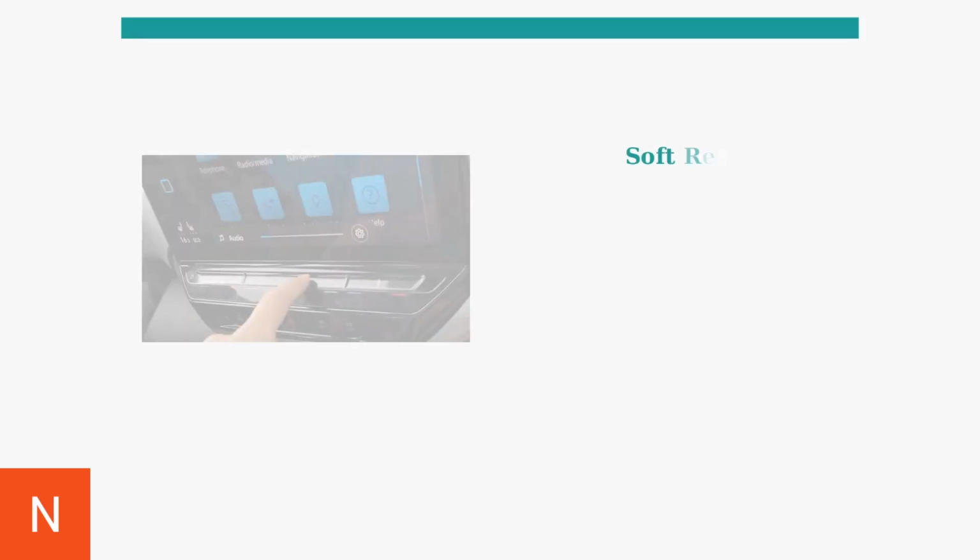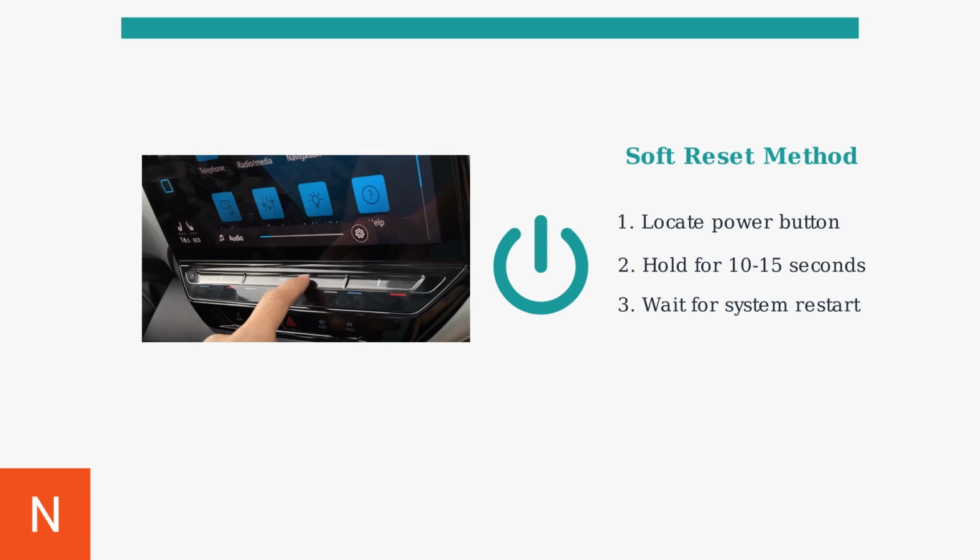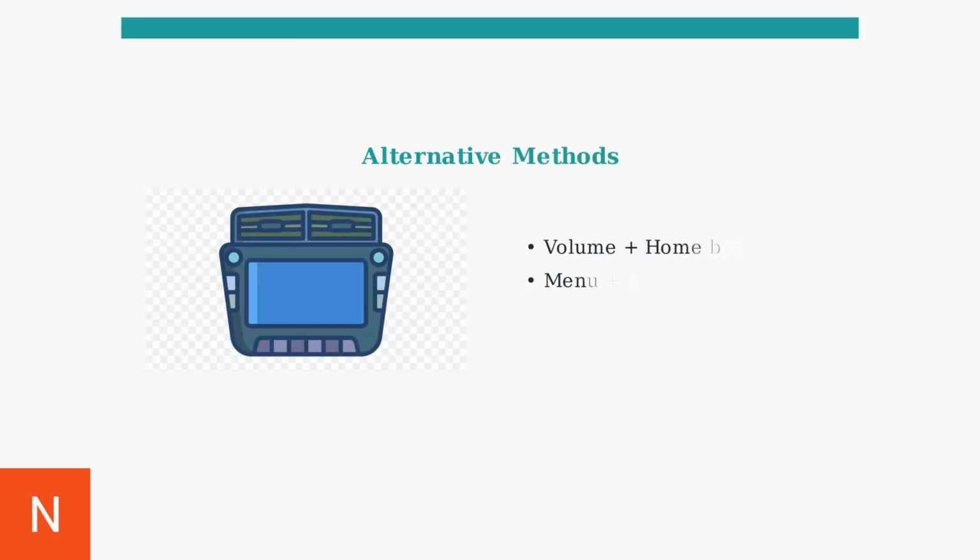The most common solution is a soft reset. Start by locating your infotainment system's power button. Hold the power button for 10 to 15 seconds. The system will shut down and automatically restart, clearing temporary glitches. Some manufacturers use specific button combinations instead. Check your owner's manual for your vehicle's exact procedure.